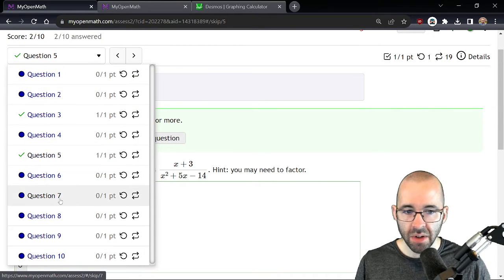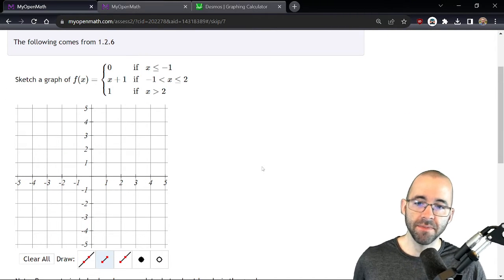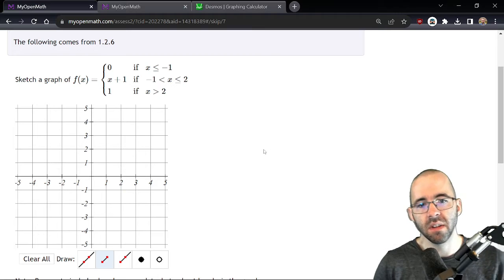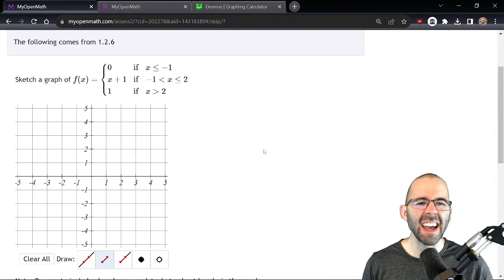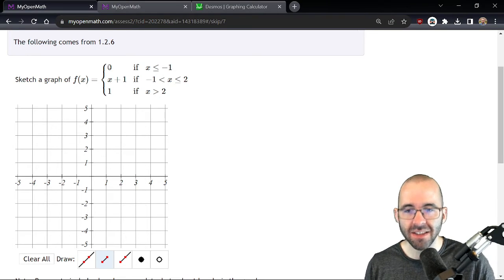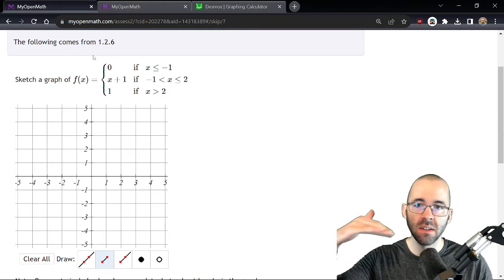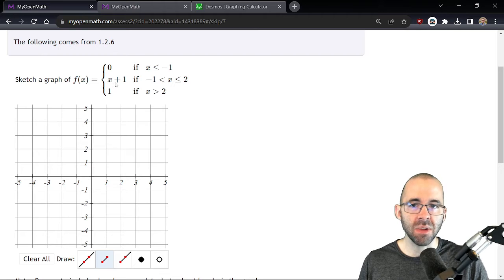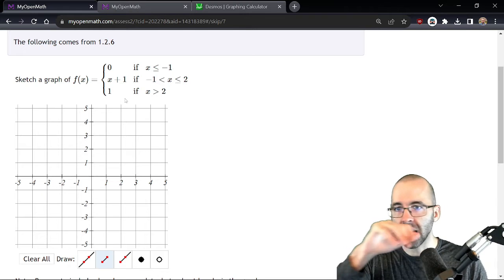All right, last problem I want to look at over here is number 7. Sketch a graph of this piecewise function. Not a super important skill for this class, but a medium important skill. All right, lightly important, let's say. So this is 3 pieces, and these are all lines. The line y equals 0 is a horizontal line. The line y equals x plus 1 is a diagonal line. The line y equals +1 is another horizontal line.